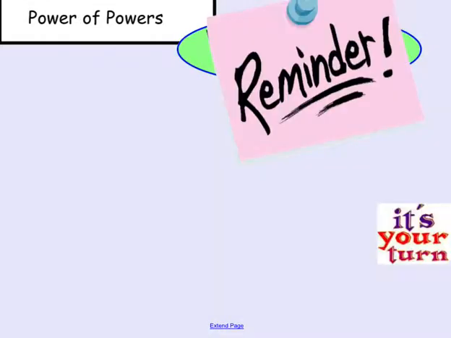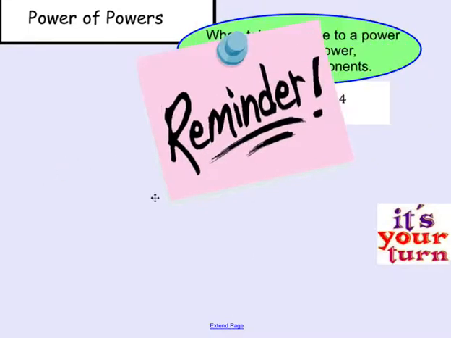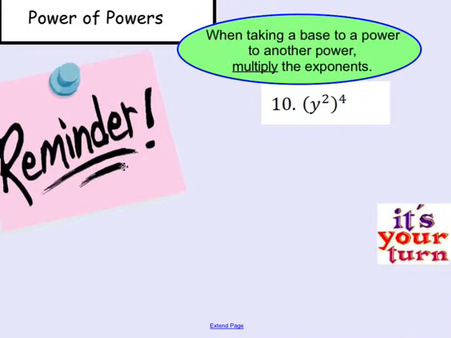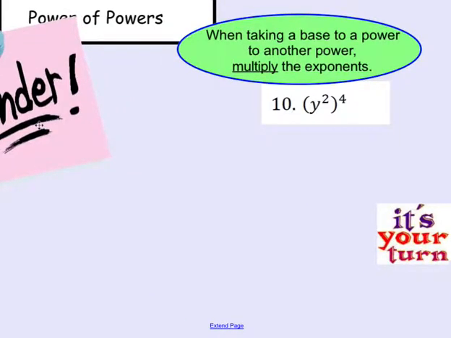Okay, my next rule to remember is the power of powers. So remember with this, you are going to multiply the exponents. So when it's a power of powers, you multiply. So you would take 2 times 4, which gives me y to the 8th.